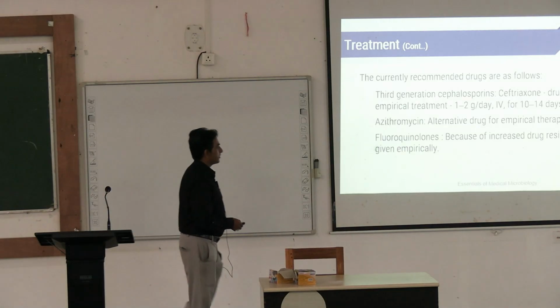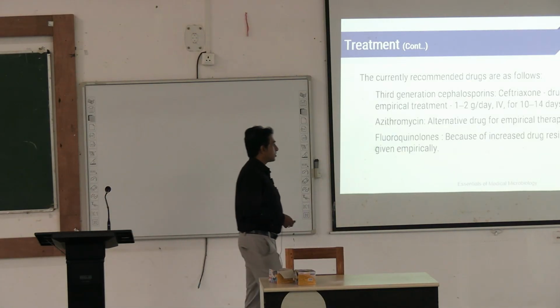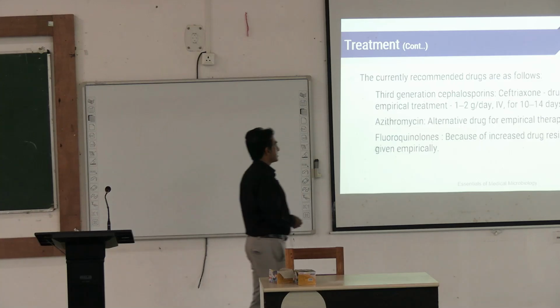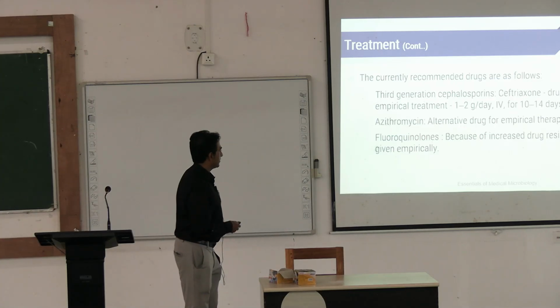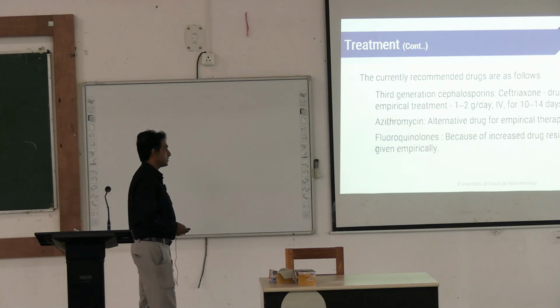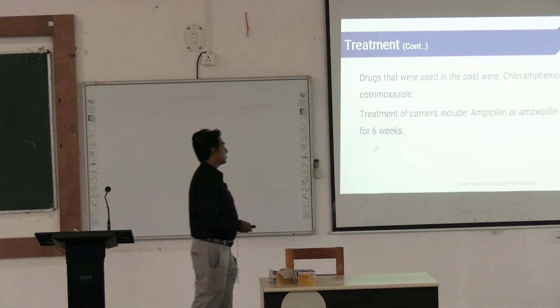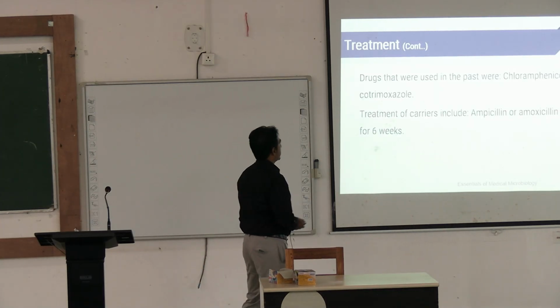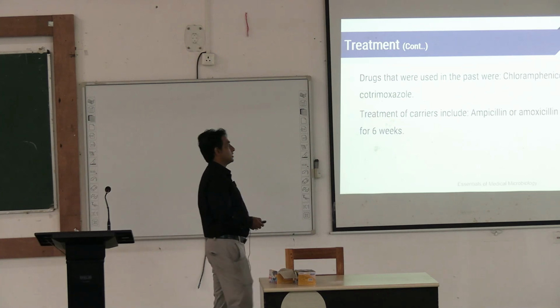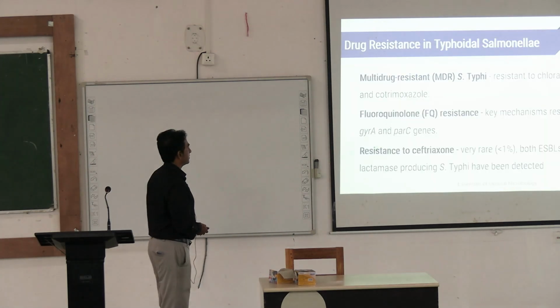Azithromycin is the alternative drug for empirical therapy. Fluoroquinolones are also used, but because of the increased drug resistance, they should not be given empirically. In the past, chloramphenicol and cotrimoxazole were used. Treatment of carriers includes ampicillin or amoxicillin plus probenecid given for 6 weeks.